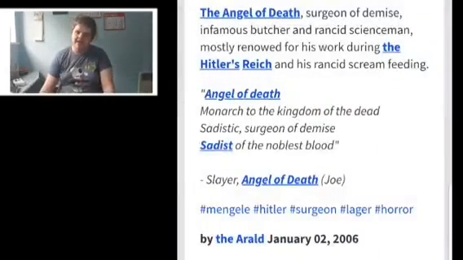Alright then guys, this one's very dark. So, let's read it. The Angel of Death, Surgeon of Demise, infamous butcher and rancid scienceman, most renowned for his work during the Hitler... I can't say this word. Reich? And his rancid scream feeding. I've just... Anyway, on to the next definition, guys. Why are there so many negative ones this time?